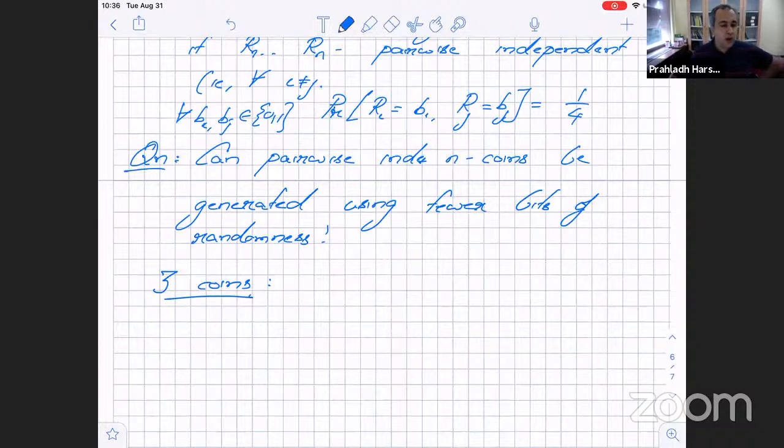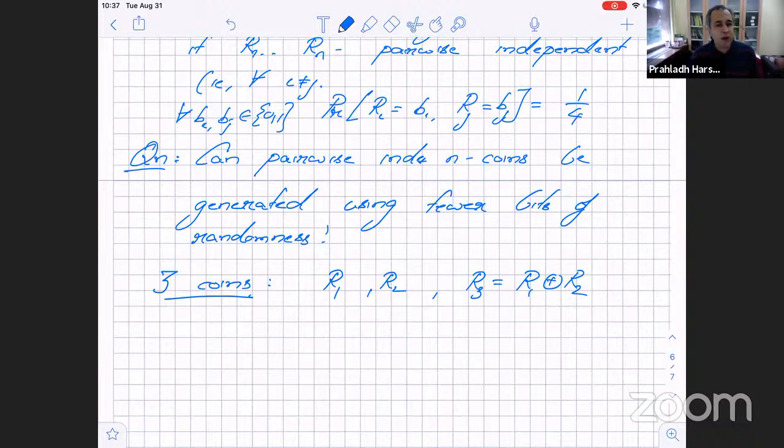One way of tossing 3 coins is that I can toss 3 separate coins, R1, R2, R3, and they would be pairwise independent. Certainly, every pair will be independent. But I could have also picked R1, R2, and set R3 to be just the XOR of R1, R2. Now, the 3 coins are not independent. The third coin is completely determined by the first 2. In fact, any coin is determined by the other 2.